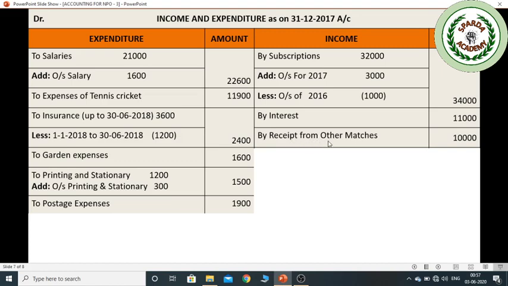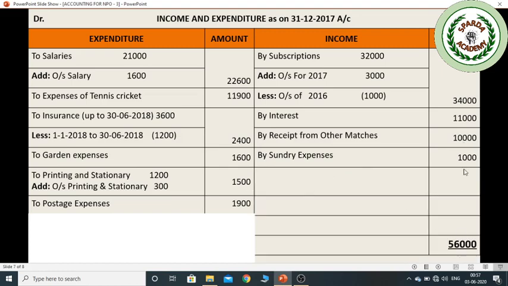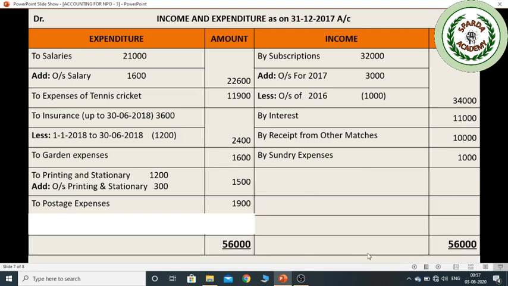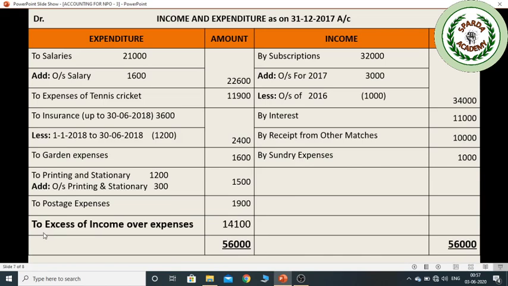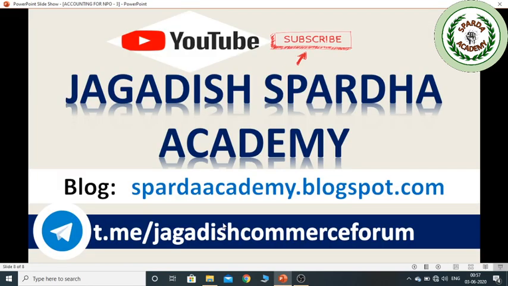Receipt from other matches is 10,000. Sundry receipts, I have written it as expenses. It is sundry receipts 1,000. So put together 56,000. We will write it on the opposite side. Here, to excess of income over expenses. Excess of income is more, 56,000 less expenses, that is 14,100. This is how we will prepare the income and expenditure account.